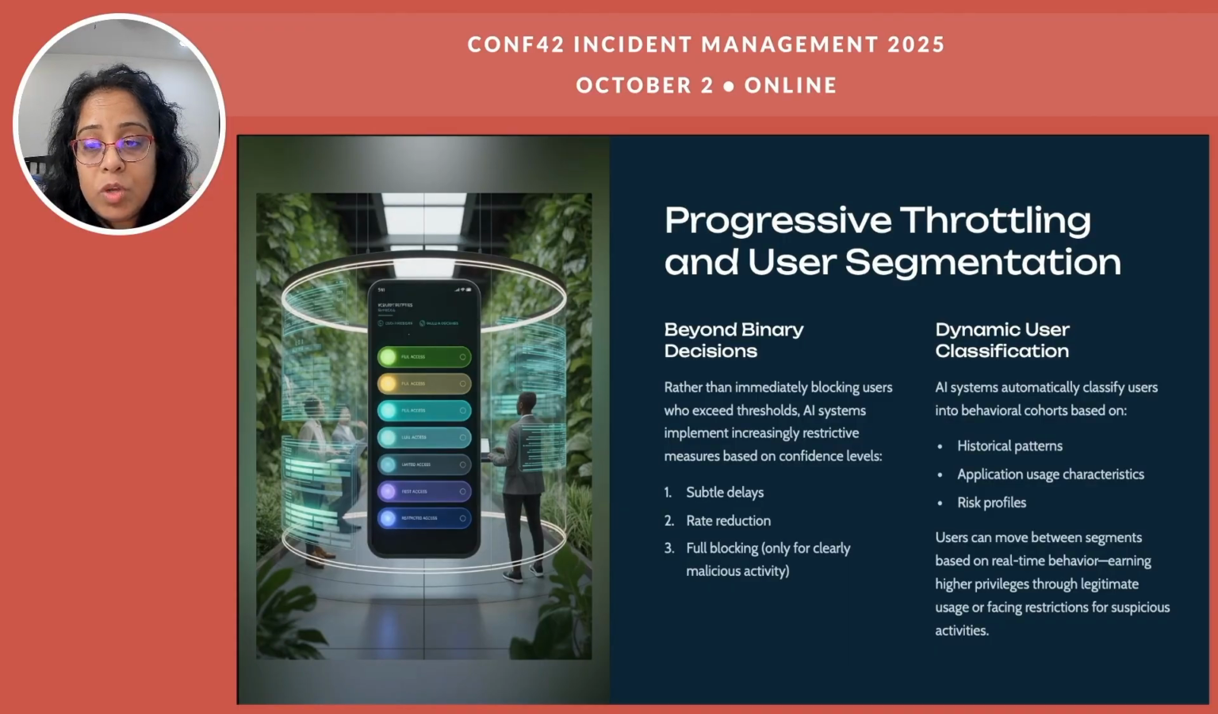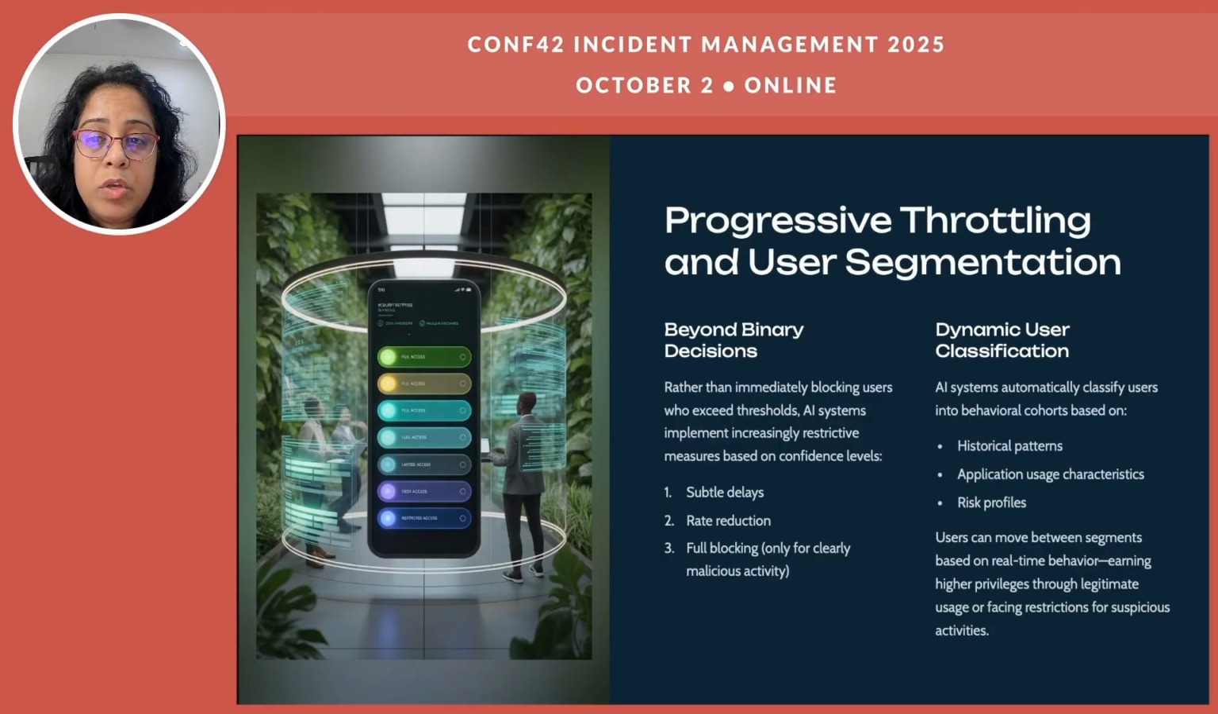Meanwhile, those sneaky bots come back. The AI sees they are perfectly spaced, have identical source from where they come in, identical software, and hit only the login page, and they don't do much apart from search. The AI thinks this is suspicious, but instead of slamming the door, it might just slow them down. This is progressive throttling, moving beyond binary decisions to implement increasingly restrictive measures based on confidence level: subtle delays, rate reduction, and only fully blocking for clearly malicious activity.